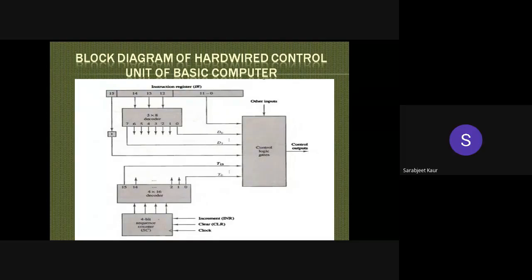Now there are two other inputs here. One is the clear and the other is the increment. The clear input is used if, somewhere in between, the user wants to reset the counter before it reaches, let's say, 15. And increment is a simple increment operation. So if I want to, somewhere in between, just increment the sequence counter, then this control input is used.